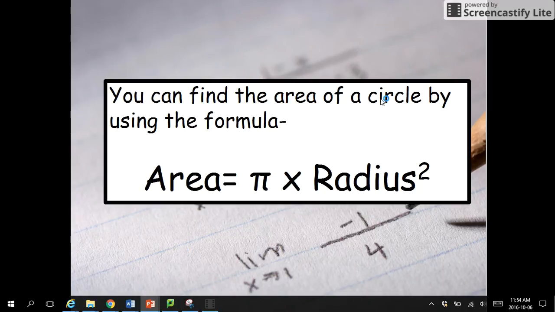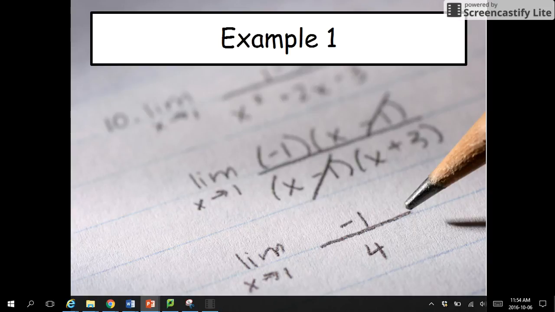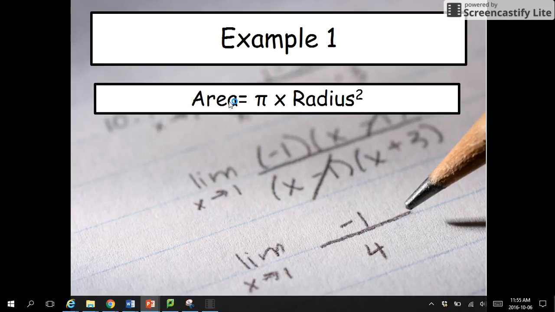All right, you can find the area of a circle by using the following formula. Area is equal to pi times your radius to the power of 2, which means you're squaring it. Now, in some calculators, you can just go pi radius squared. Some of them you have to go pi times radius squared. So you've got to work this out and check it out on your calculator, okay? So what does that mean? Let's look at an example. So we said area, and this is something you've got to write down, is pi times the radius squared.